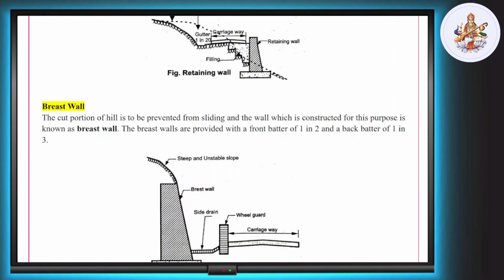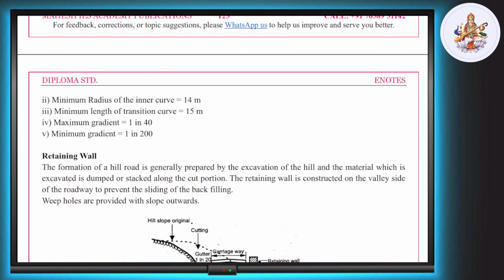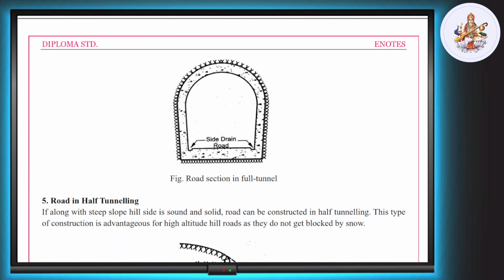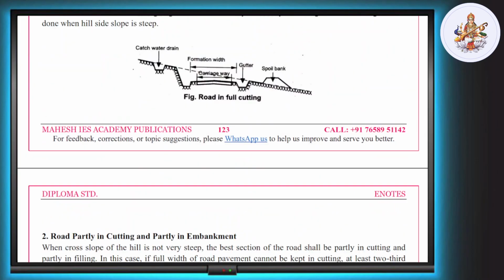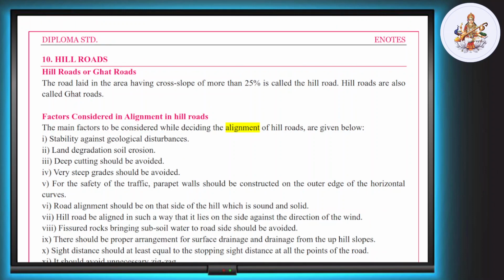Let's summarize in simple terms. Hill roads are designed for steep terrain with special care for stability, safety, and drainage. Proper alignment ensures long-term durability and traffic safety. Based on terrain, roads can be in cutting, embankment, or tunnels. Hairpin bends help negotiate steep slopes safely. Retaining and breast walls protect the road structure from sliding.